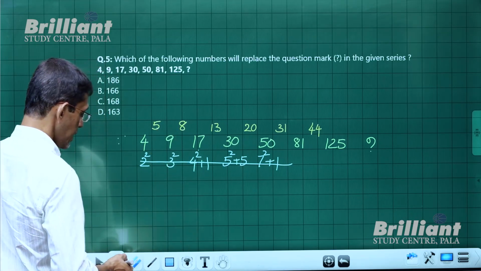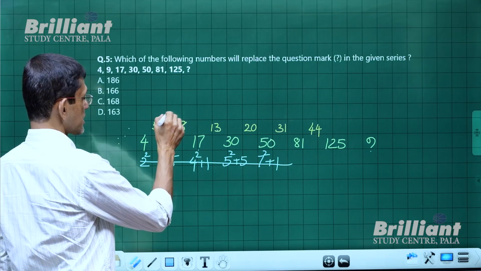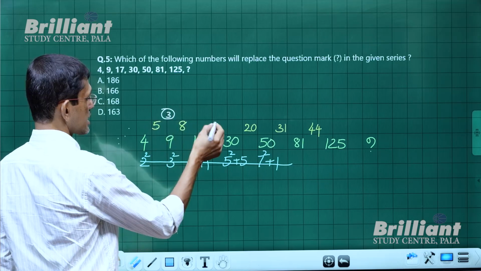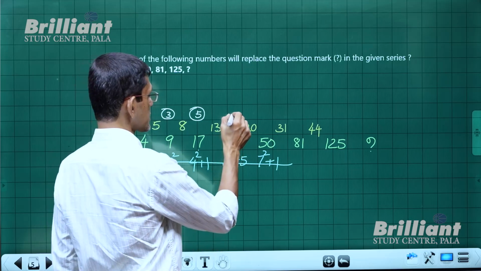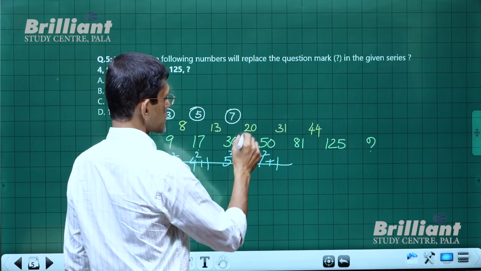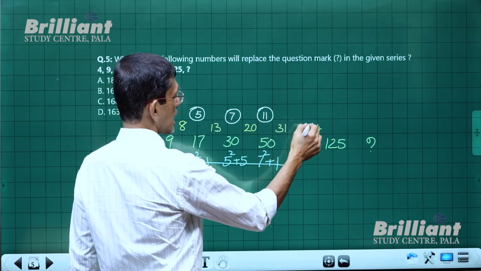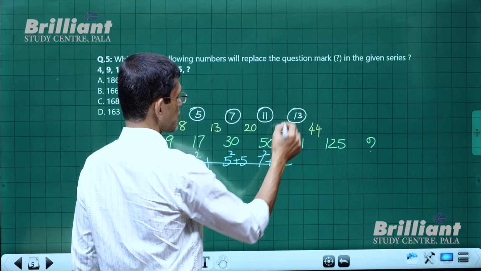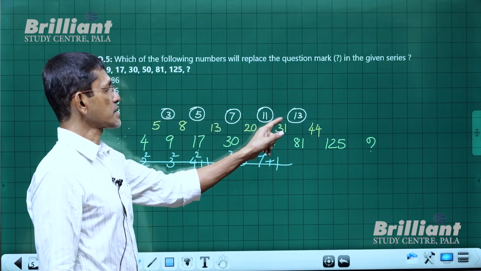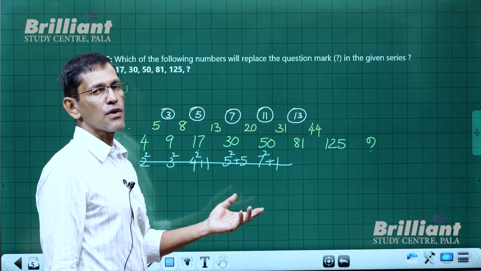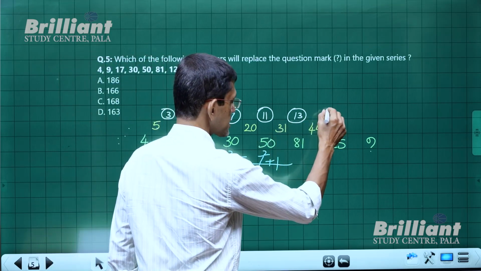Now what we have to do is take the differences of differences. That means 5 and 8, take the difference. How much? 3. 8 and 13, the difference is 5. 13 and 20, the difference is 7. And 20 and 31, the difference is 11. And 31 and 44, the difference is 13. So what's the peculiarity of these numbers? 3, 5, 7, 11, 13. These are consecutive prime numbers starting from 3. So the next prime number is going to be 17.